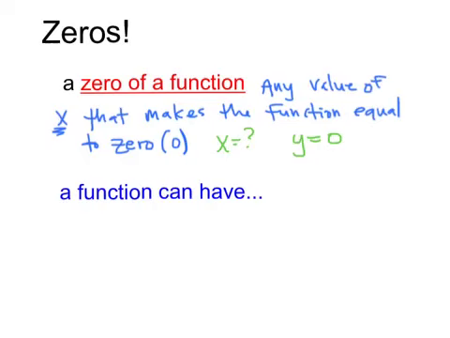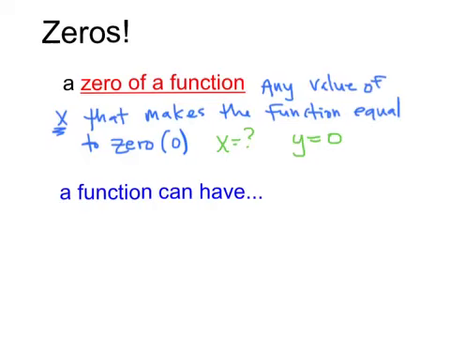So think about this as the input-output. As I input some number, it's always going to give me back 0, and so that's what a zero of a function is. So whatever number I input, that number is going to give me a 0, and so that x value is what we call the zero of a function.